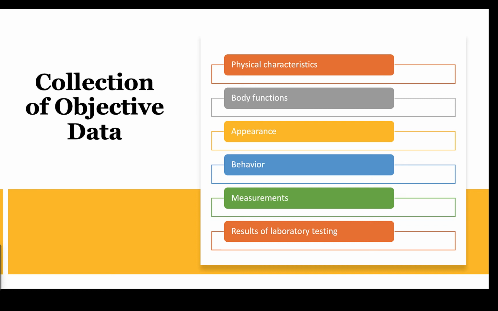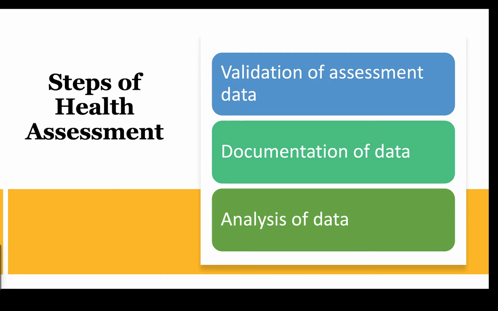Collection of objective data includes physical characteristics, so they are not subjective in nature, bodily functions, appearance. So when I'm doing the physical exam, how does the skin look, or behavior? Something that we can measure or we can document very clearly. Measurements like an abdominal girth or a calf measurement and results of laboratory testing. Steps of the health assessment include validation of assessment data, documentation of the data, and analysis of the data. And I'm sure you do this every day.